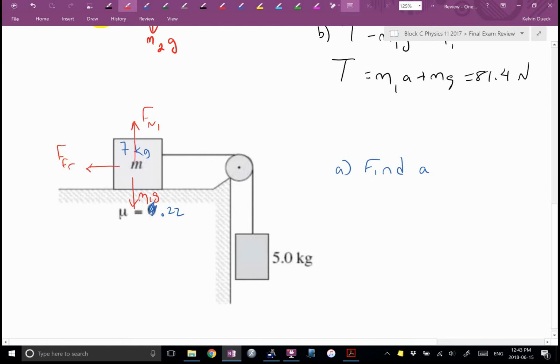Now, it's possible if I had made this instead of 7 kilograms, 7,000 kilograms, that friction is so big that this isn't enough to move it. That doesn't mean that friction is as big as that. Its friction is only as big as it needs to be. So we'll look at that in a second.